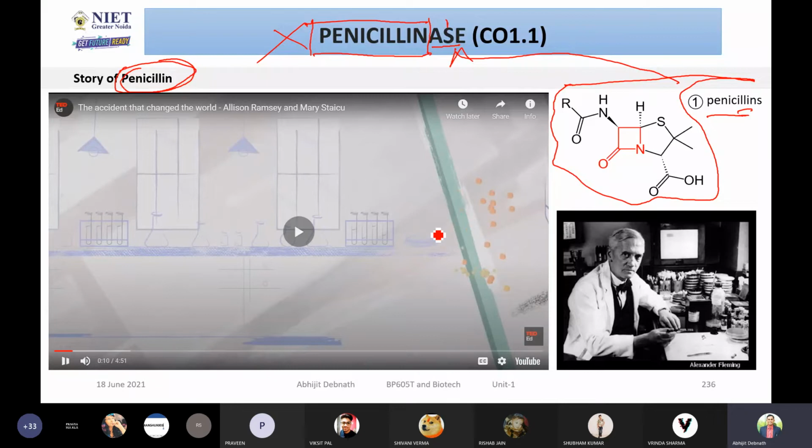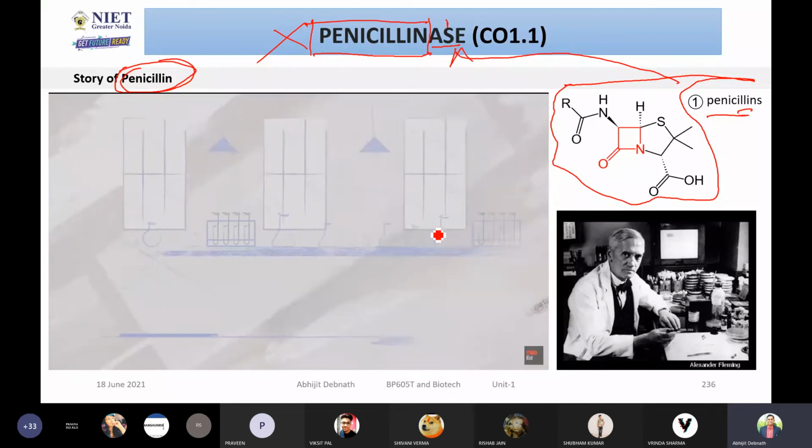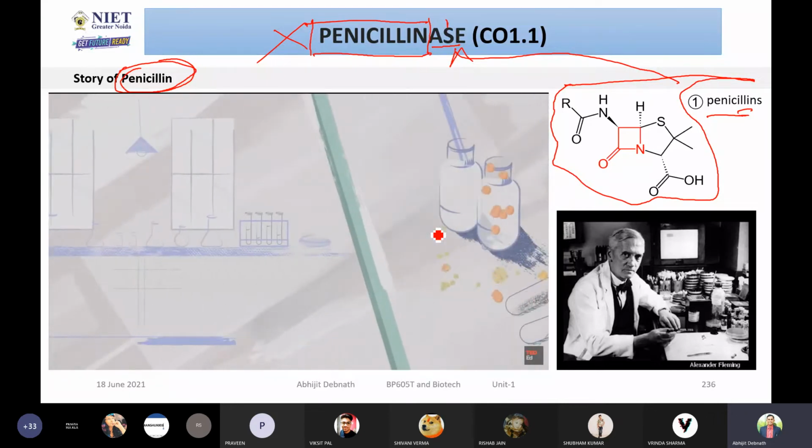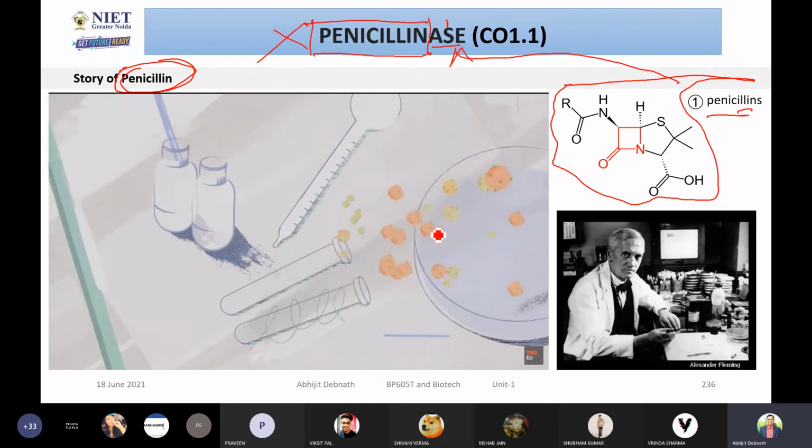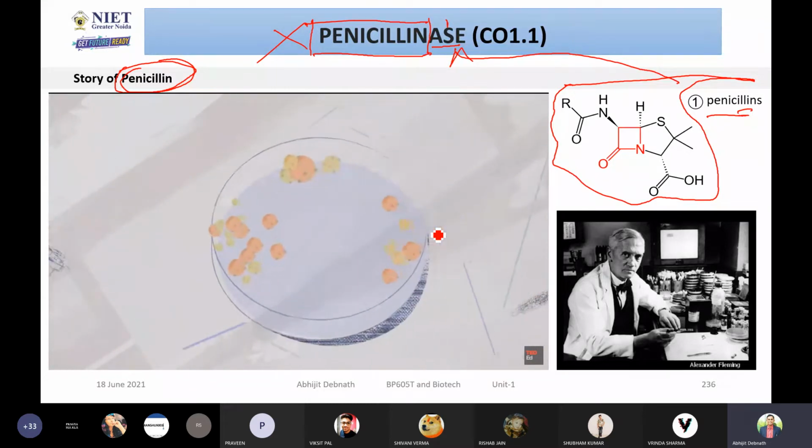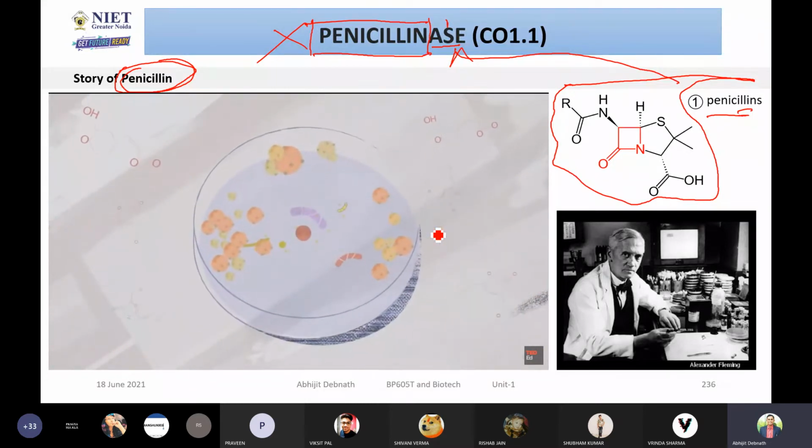London, 1928. A group of mold spores surf a breeze through a lab. They drift onto a petri dish, and when they land, they germinate a medical revolution.